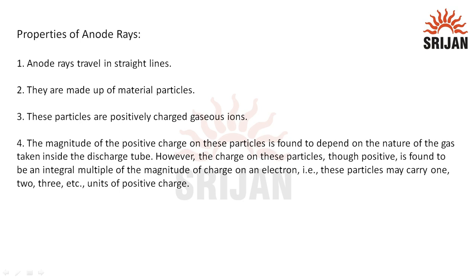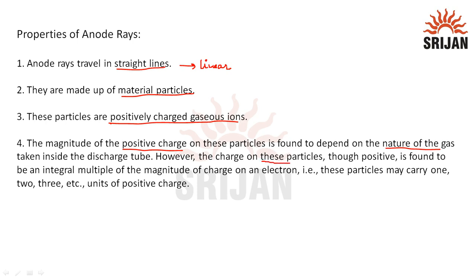So the properties that we have discovered of the anode rays are that they travel in a straight line, that is, they have a linear property, and they are made of material particles. They consist of some material, and they are positively charged gaseous ions. The magnitude of the positive charge on these particles is found to depend on the nature of the gas taken inside the discharge tube.